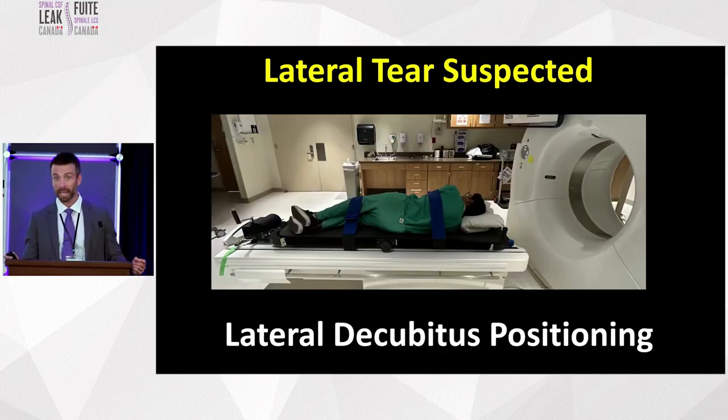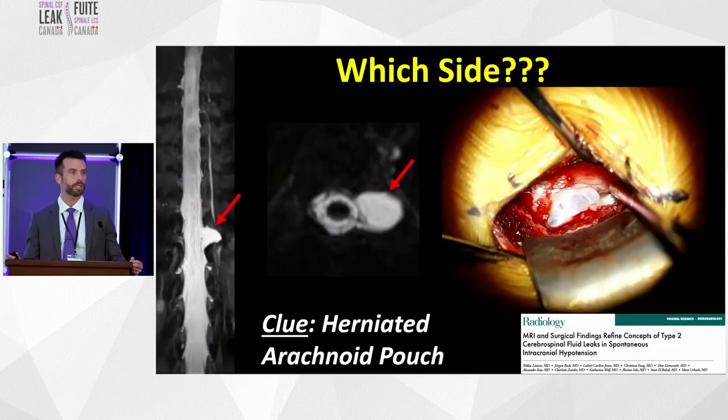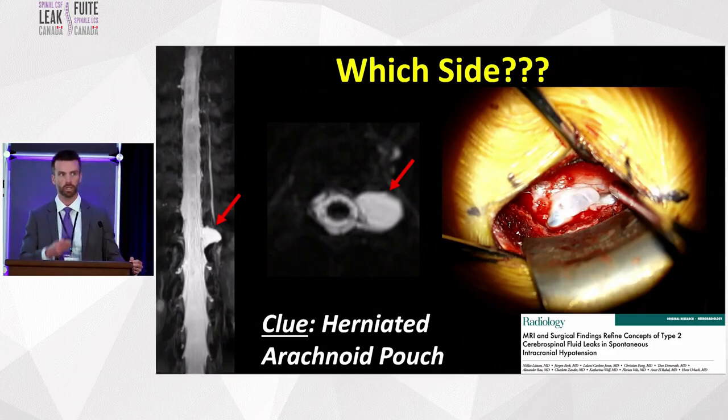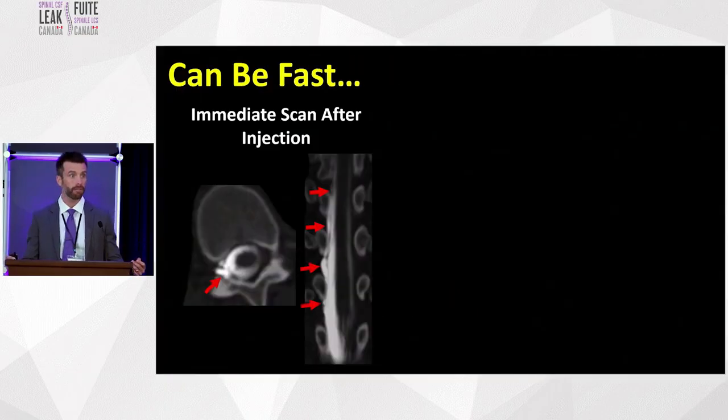If we're looking for a lateral tear, we're going to put them in the lateral decubitus position. And knowing which side to look for, again, is very useful to look for this herniated arachnoid pouch. This is a very dramatic example of one. We can see on our T2 image this large herniated arachnoid through the dural tear here. And this is very, very useful for knowing which side we're going to put them on, because if we don't see this, it can be a little bit tough.